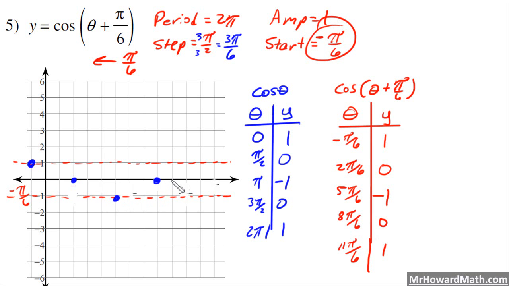3 more. We're at the max. 1, 2, 3. We're at the max. And then 1, 2. What would be 3 about right here? We're back to the middle. So graph looks like this.